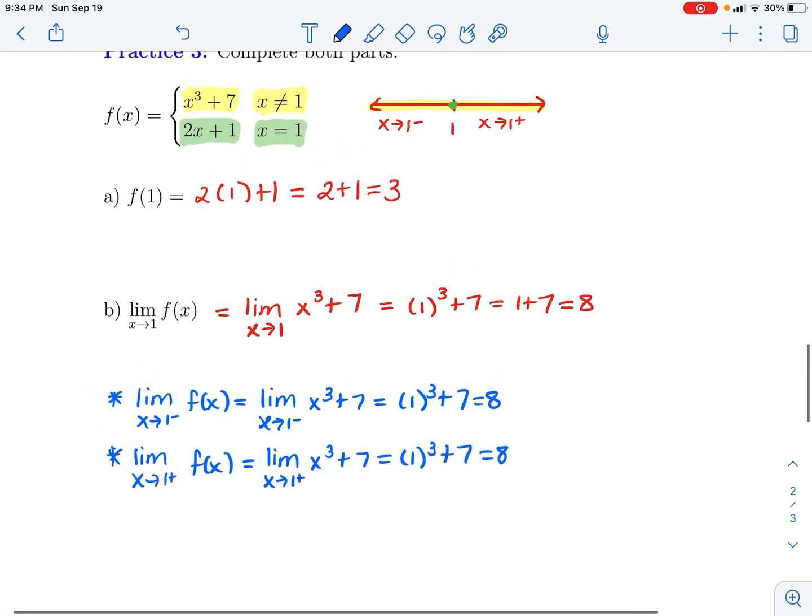Okay, so it's not necessarily wrong in this case to consider left-handed and right-handed limits also, just like we did in practice 2. But here it's just a lot faster if you just consider the limit as x approaches 1 of the function in yellow. Okay, because we know that we're going to be using the exact same function for left-handed and right-handed limits in this case.